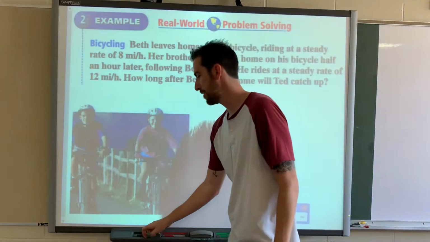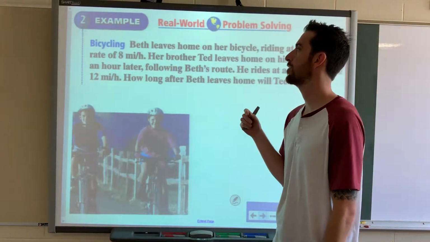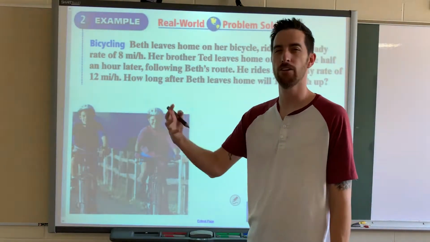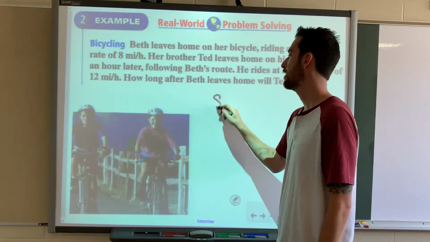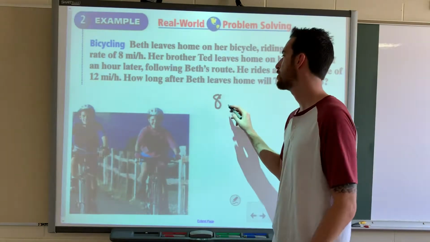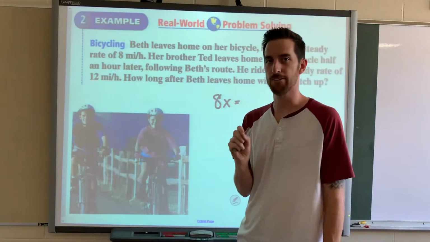So let's call Beth's time X. She goes 8 miles per hour, so she would have to take however long she was going and multiply it by 8. Now that is Beth. She's going 8 miles an hour.